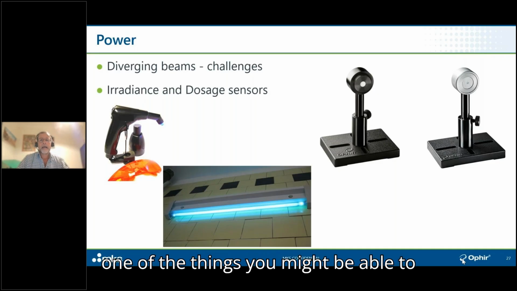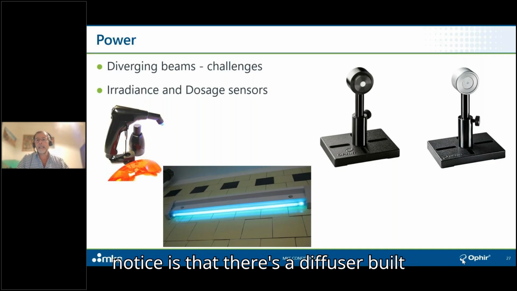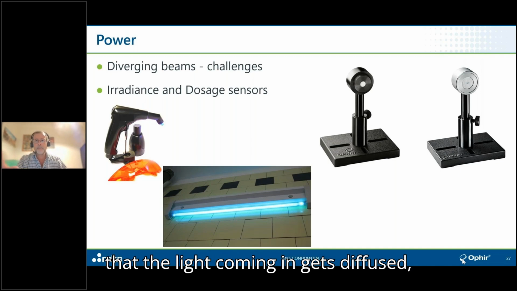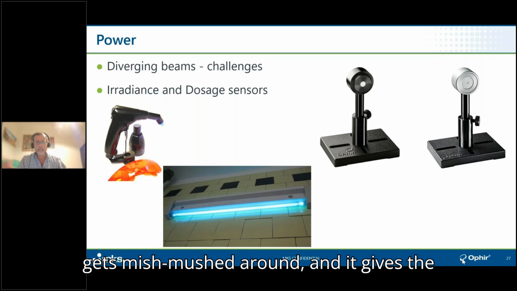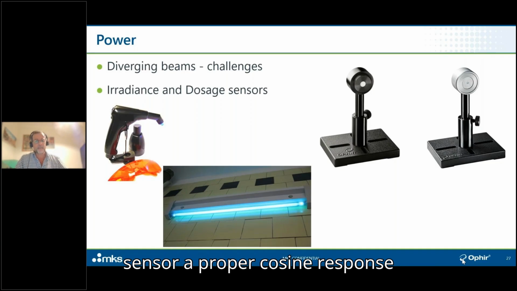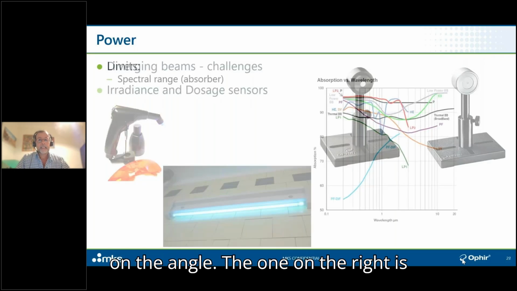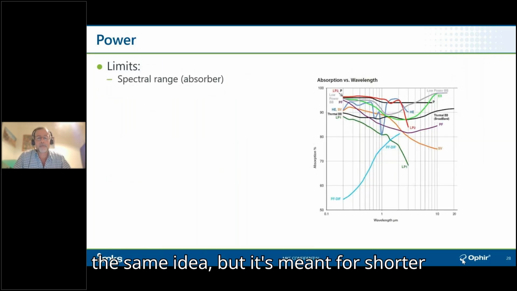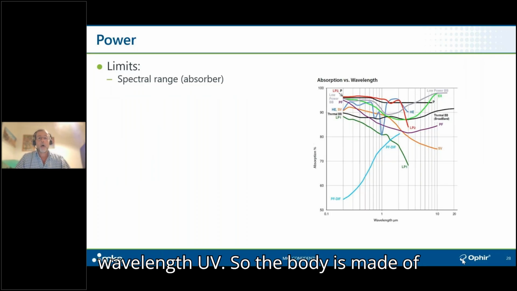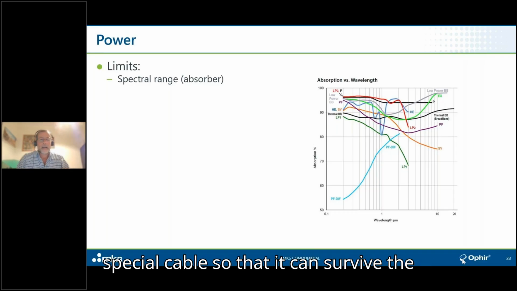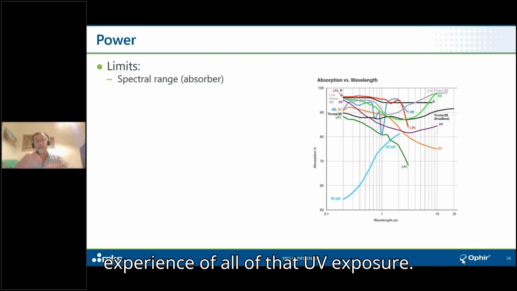The one on the right is the same idea, but it's meant for shorter wavelength UV. So the body is made of anodized aluminum, and the cable is also a special cable so that it can survive the experience of all of that UV exposure. Let's talk a little bit about limitations. The spectral response of my sensor is going to depend on that first surface that receives the beam. Different materials absorb different wavelengths to different degrees.